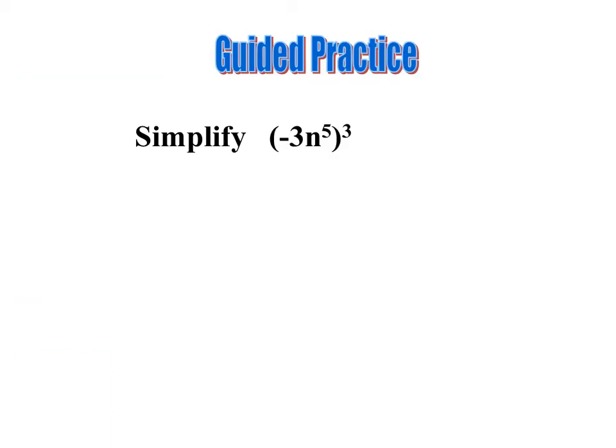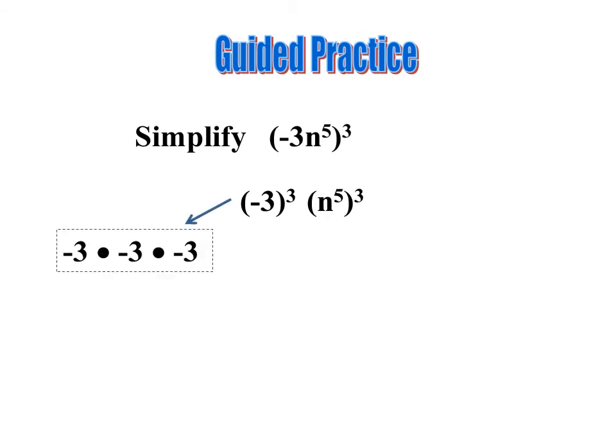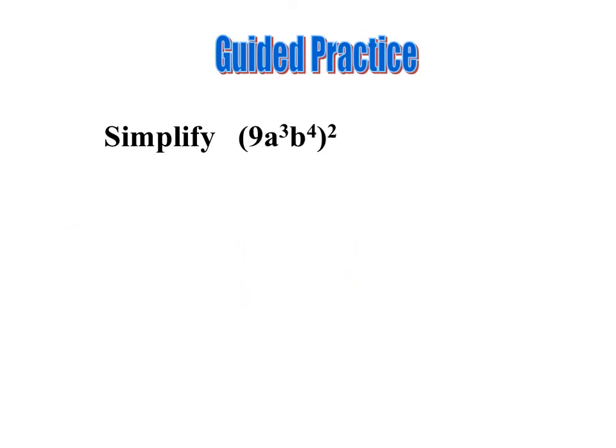Try this one. So I'm going to take -3 to the third and x to the fifth raised to the third. -3 to the third, we're going to look at the number of negative signs. So I know I should have -27. And I'm going to multiply 5 times 3, x to the 15th. Try this one.